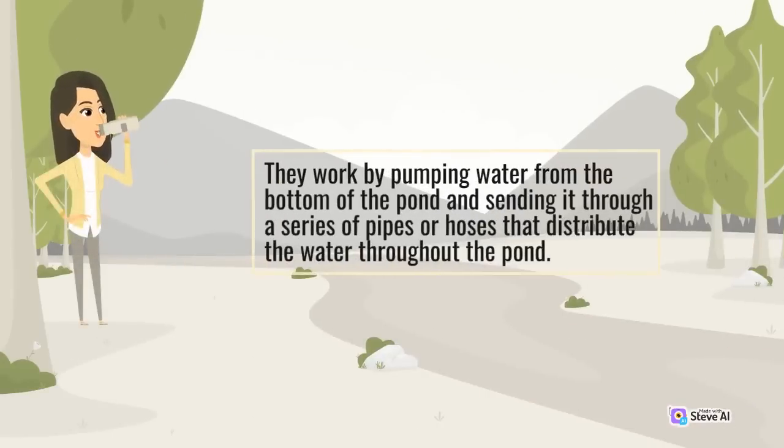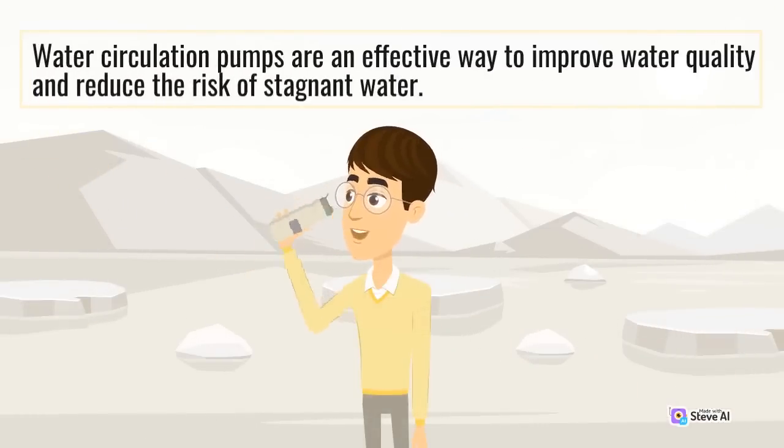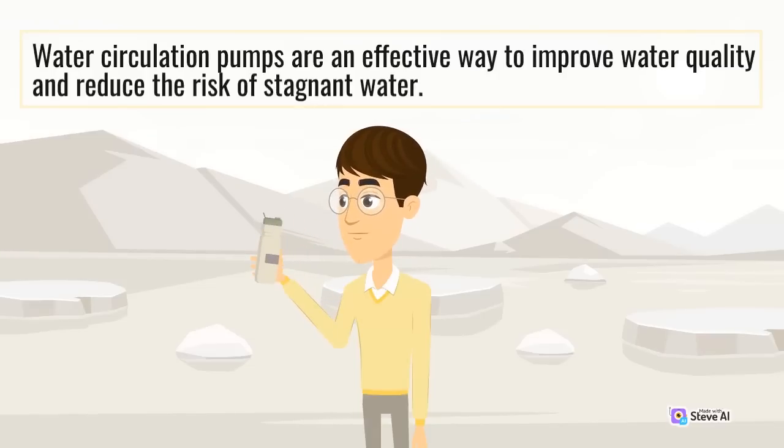They work by pumping water from the bottom of the pond and sending it through a series of pipes or hoses that distribute the water throughout the pond. Water circulation pumps are an effective way to improve water quality and reduce the risk of stagnant water.